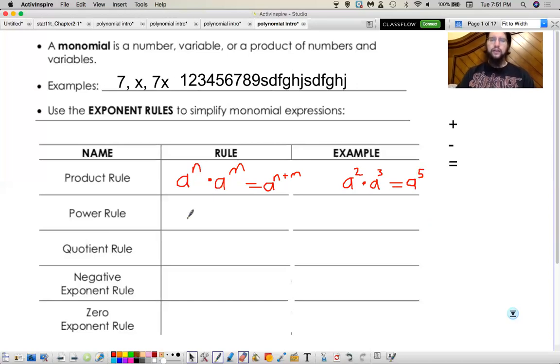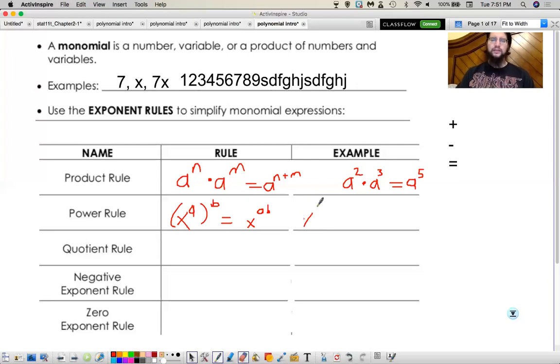Let's say we have a power. So we have a to the a power, and I'm going to raise that to the b power. Whenever we raise an exponent to an exponent, we multiply those exponents. So notice again, the base is the same. The product of the exponents is what we need. So a to the a, raised to the b, will be a to the a times b.